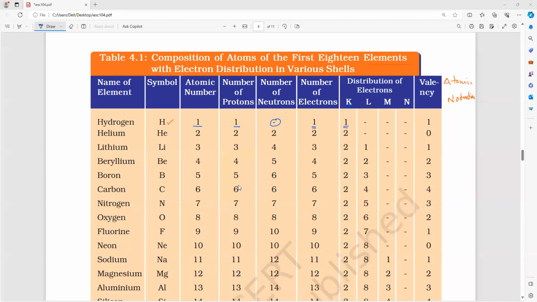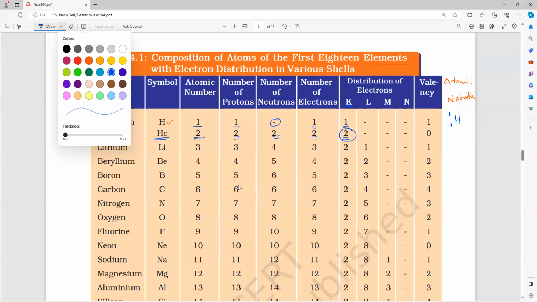So last, atomic notation. What is atomic notation? H, and down it atomic number 1, atomic mass also how much, guys? 1. Next, helium. What is atomic number? Helium 2. Number of protons 2, number of neutrons also 2, and number of electrons also 2. What is the distribution? K shell, how much? Only 2. Over. Helium has only how many shells? One shell, and that shell is the K shell.